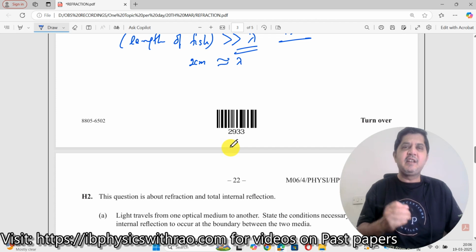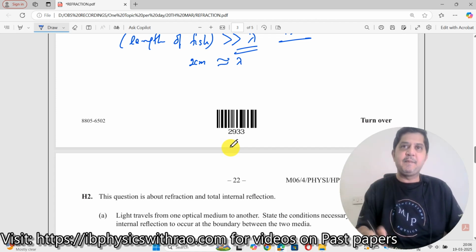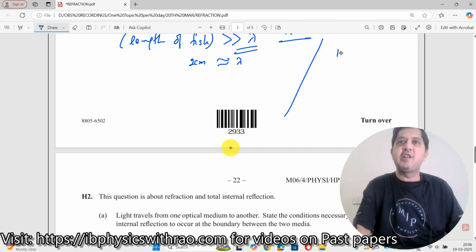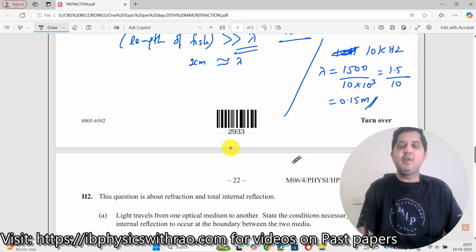What is 10 kilohertz? 10 kilohertz is something you can use in your audible sound waves. The waves that we speak with are around 7 to 12 kilohertz. Now let us use 10 kilohertz. If I use a 10 kilohertz wave, then lambda would be 1500 divided by 10 into 10 cube, which is equal to 1.5 divided by 10, which is equal to 0.15 meter. Now, what is the length of a fish? Sorry, it's around 20 centimeter, which is around 0.2 meter.